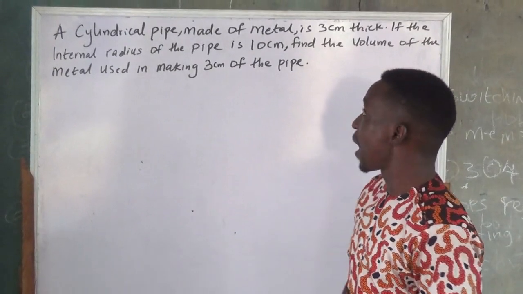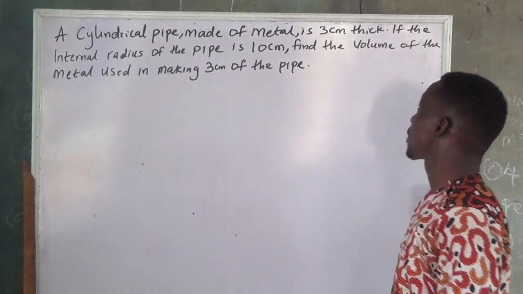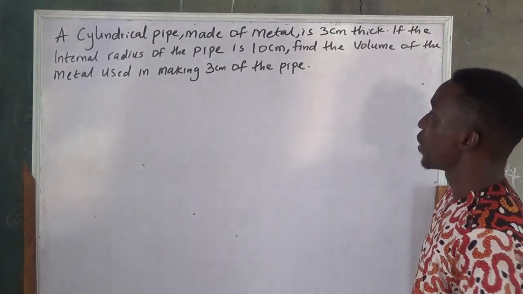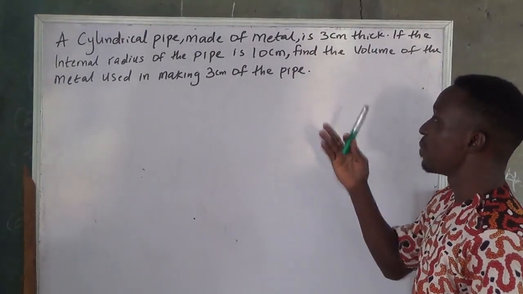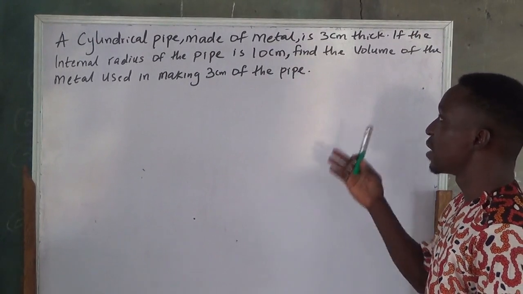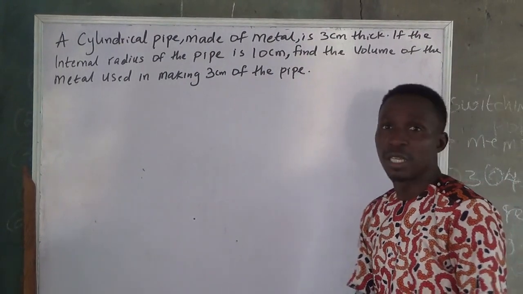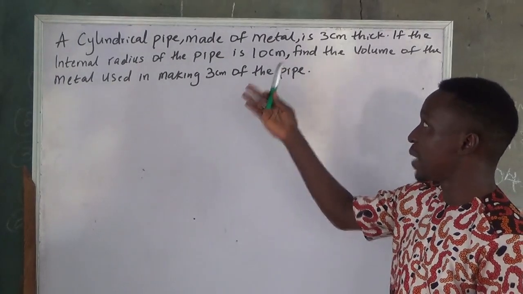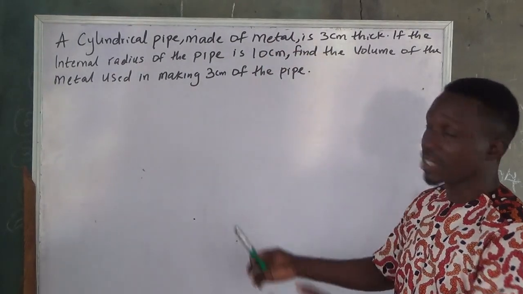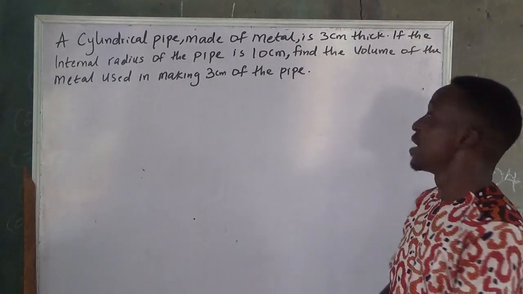A cylindrical pipe made up of metal is 3 cm thick. If the internal radius of the pipe is 10 cm, find the volume of the metal used in making 3 cm of the pipe. Now, if you look at this question, they are saying that there is a cylindrical pipe that is made up of metal. That the metal is 3 cm thick.